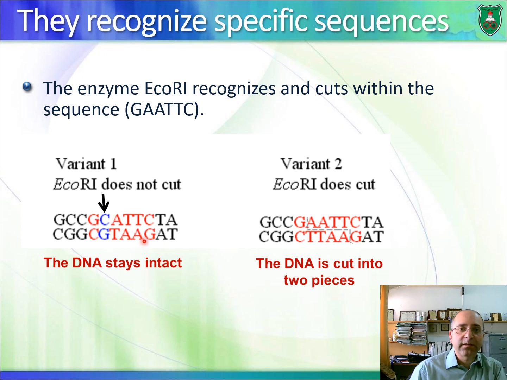Okay. So it's GCATTC. It's not palindromic anymore. That's one. Two, it's different. It's not GAA, it's GCA. And in this case, EcoRI cannot cleave this sequence right here. And the DNA stays intact. So that's really important. That's why these enzymes are very powerful.